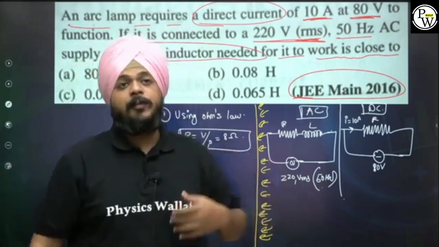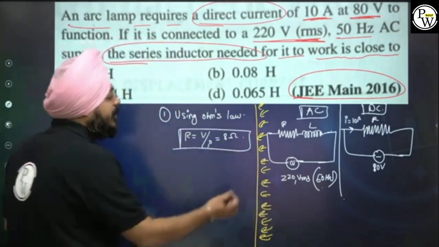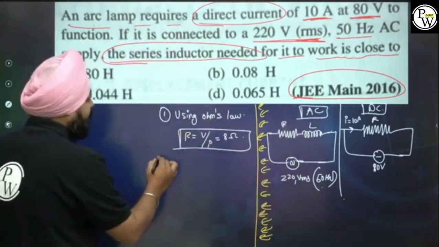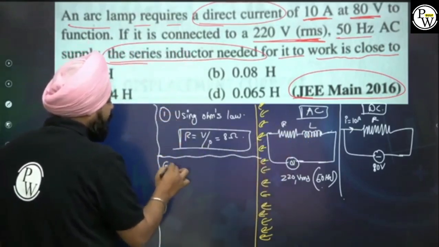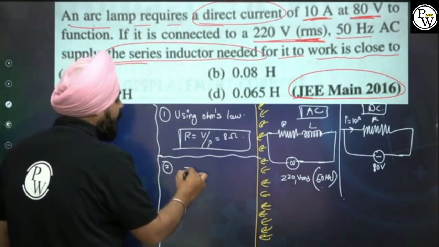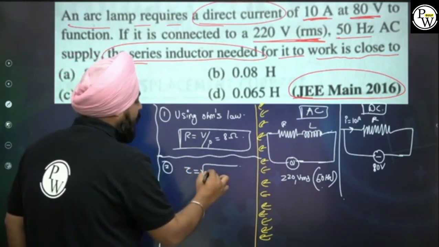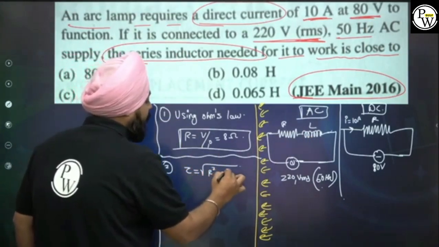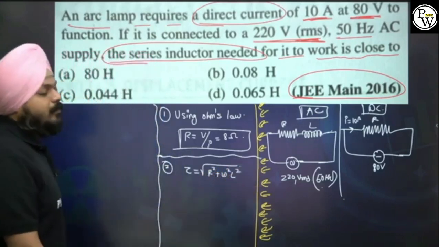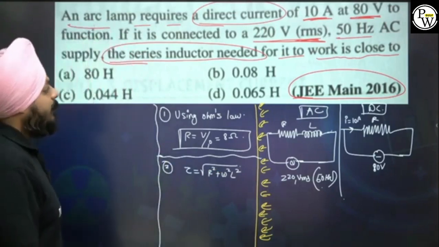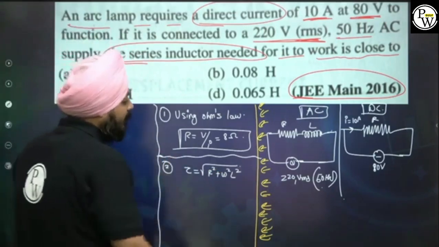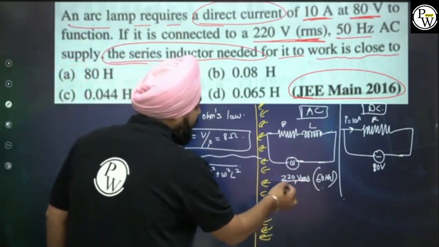Now the second step would be what? Here it is an RL circuit. So in an RL circuit, what happens? The value of the impedance would be the square root of R square plus omega square L square. This will be the resultant impedance. Now the VRMS voltages are given.